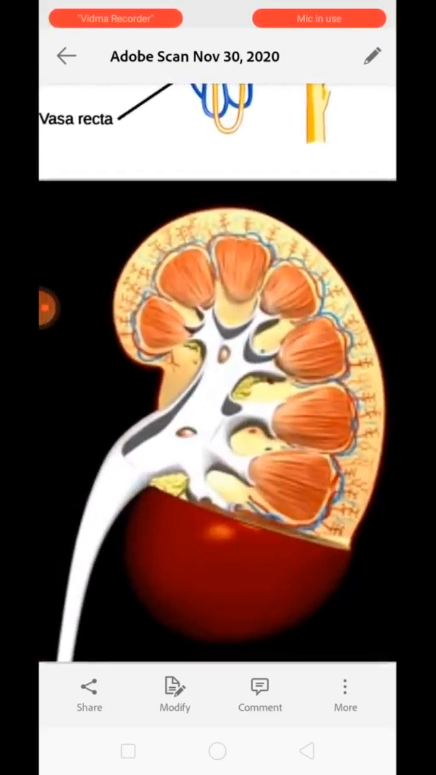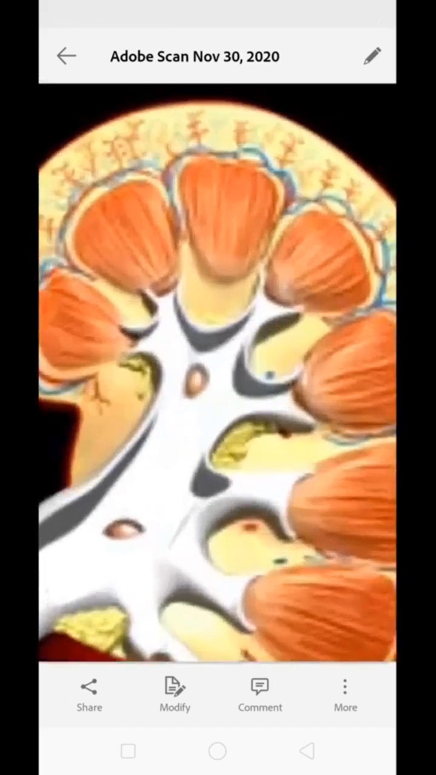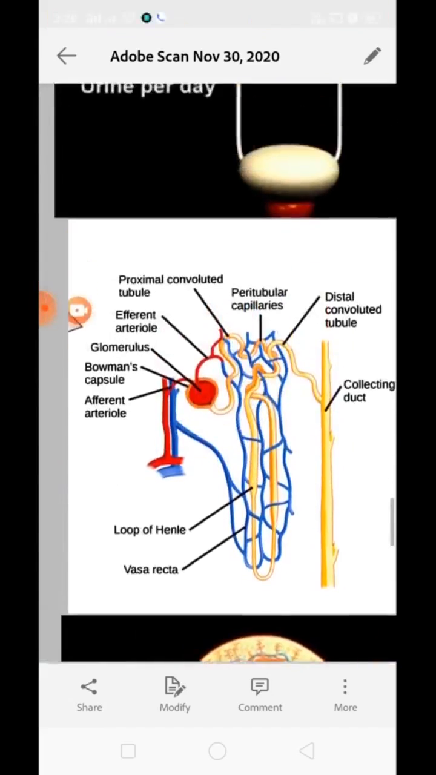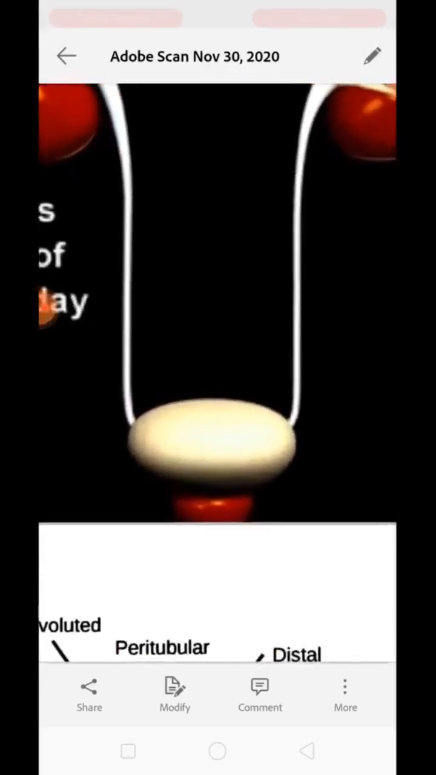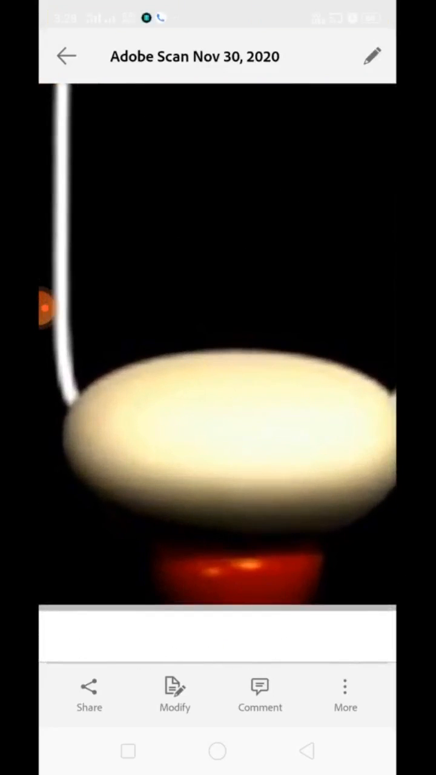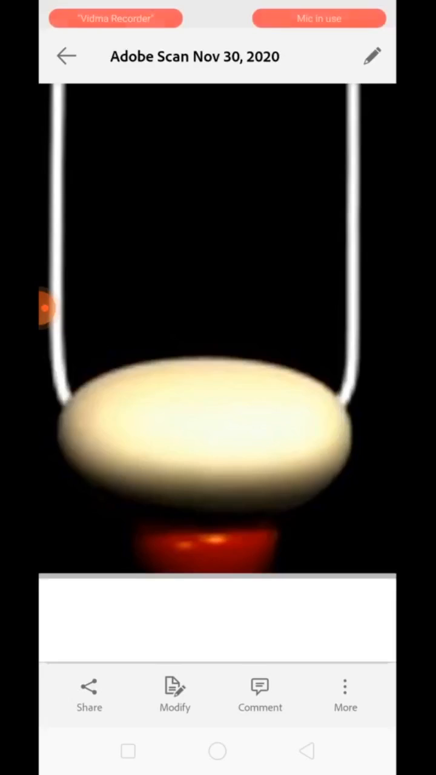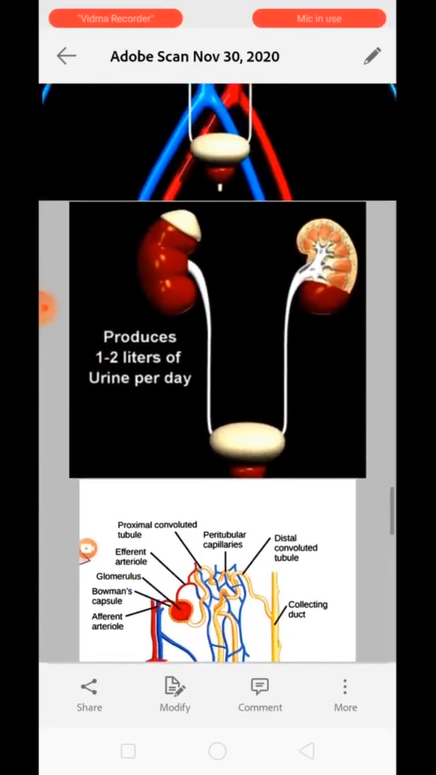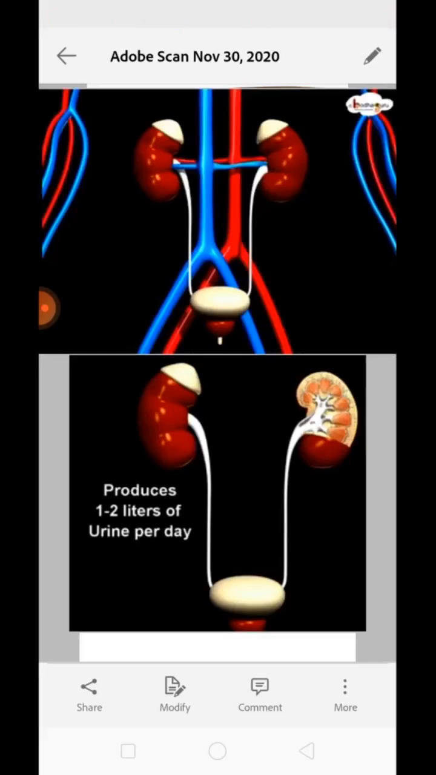See over here. Now all the filtered waste material from this white portion gets collected into the ureter, and later through the ureter it is passed to the urinary bladder. The small oval-shaped structure over here is the urinary bladder. All the waste material which has been filtered through the kidney is now transferred to the urinary bladder, and from it gets excreted out in the form of urine.